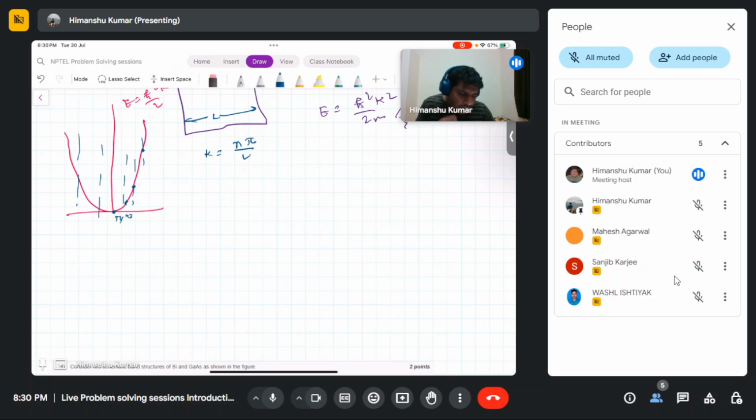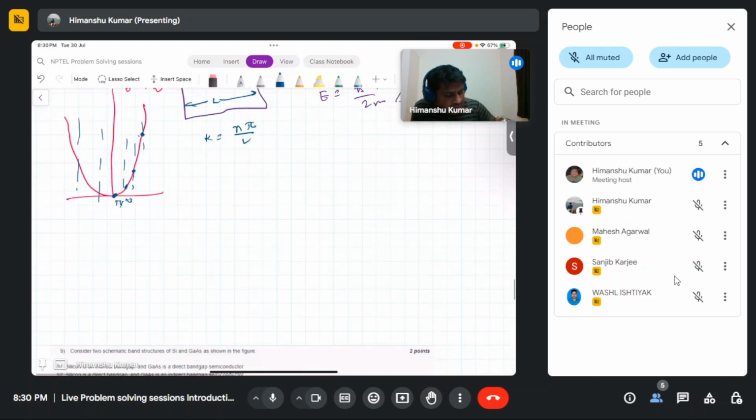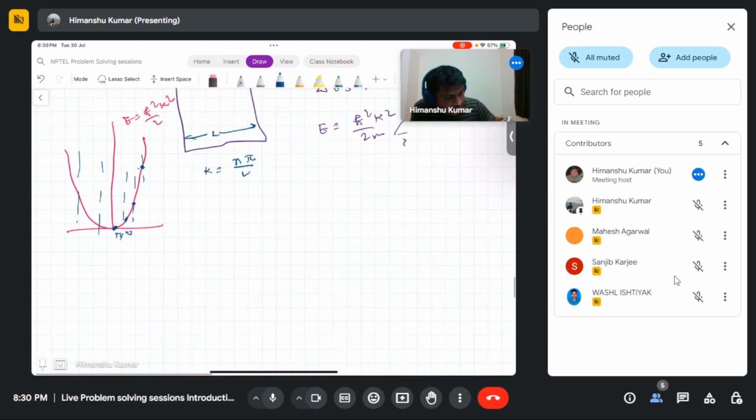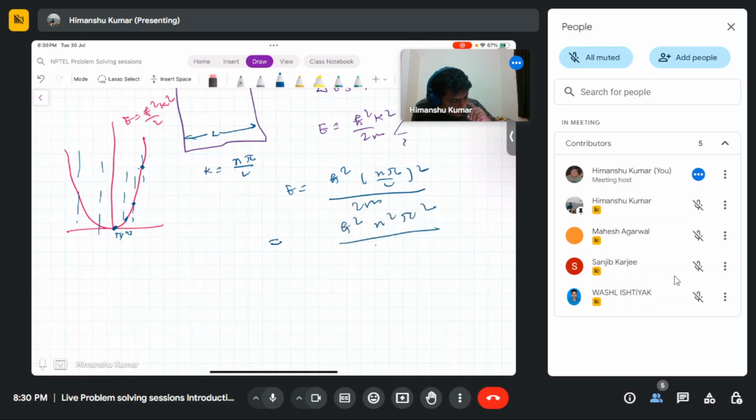So then the electron will have only discrete energies possible actually. So that we can calculate. If we put this in, E is basically h bar squared times n pi by l whole squared by twice m. So it will become h bar squared n squared pi squared by twice m l squared.